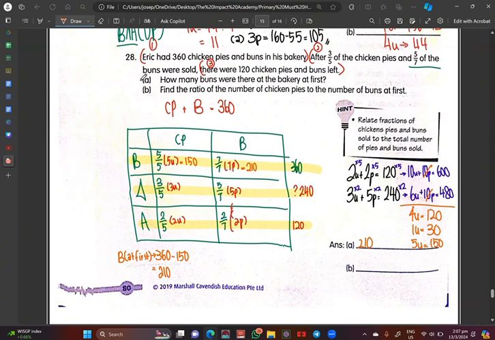Now, A is done, right? Let's go to B. Find the ratio of the number of chicken pies to the number of buns at first. Chicken pie at first, buns at first, very easy, alright? So for B, we say chicken pie is to buns. We have 150 is to 210. Of course, you want to simplify, you get 15 is to 21. You want to further simplify, you get 5 is to 7, and therefore this is your answer for the second part.